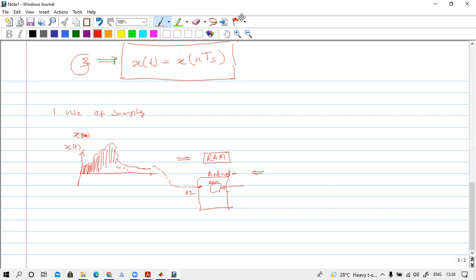This is a continuous signal, no? So you want to store it from here to this point, after this time. This may be 1 second, 1 millisecond or something. You want to store this signal from here to here with this length. For that purpose, how much memory will you need?